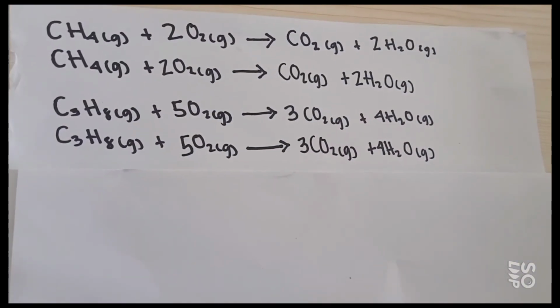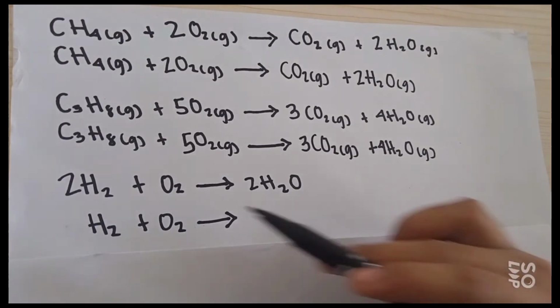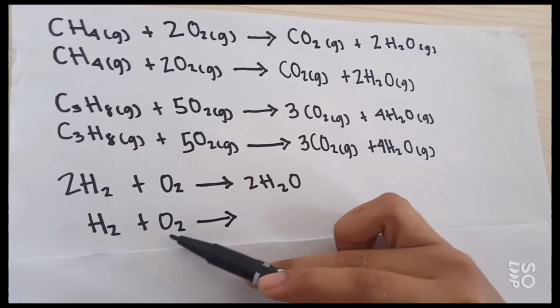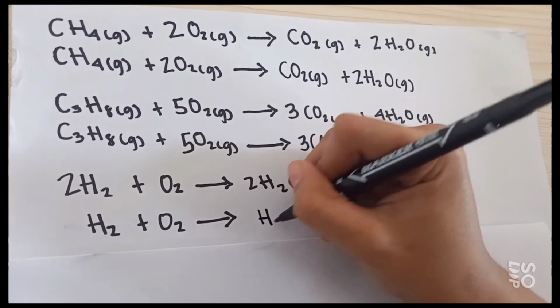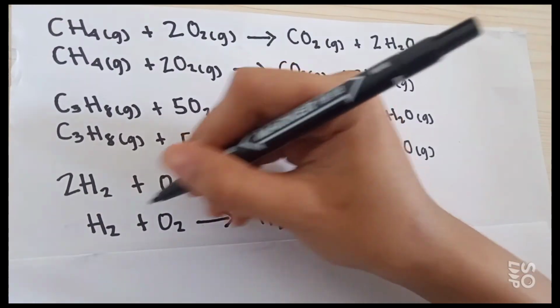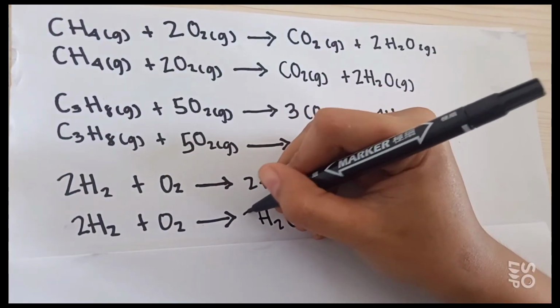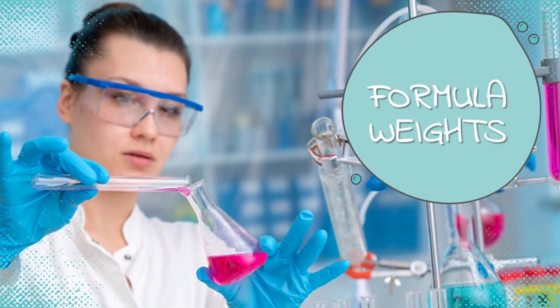And for the last example is 2H2 reacting with O2 to produce 2H2O. Just like the other two examples, I'll show you how to get this. Since it only has hydrogen reacting with oxygen as a reactant, the product will only be H2O. And we need to put 2 coefficients here and 2 here to balance the equation. And that's how to predict and balance the equation in combustion reaction.